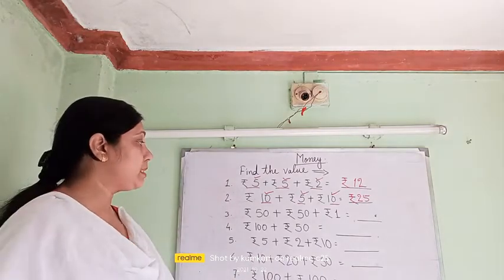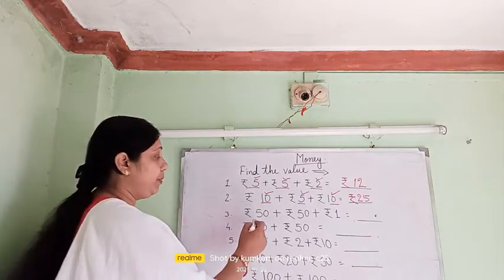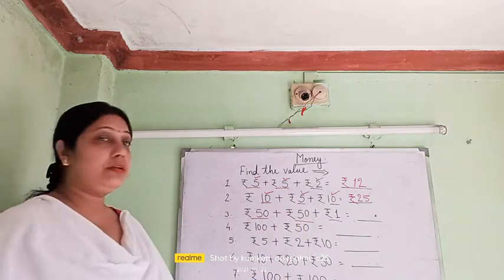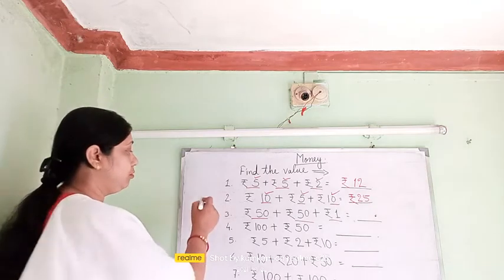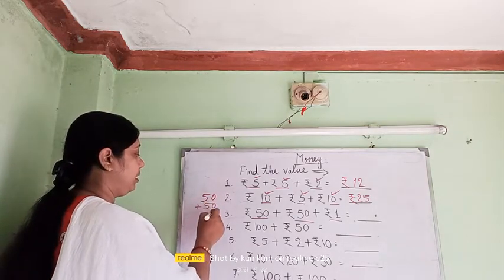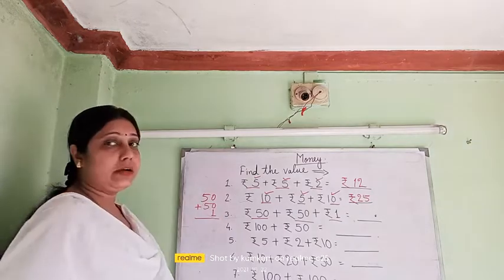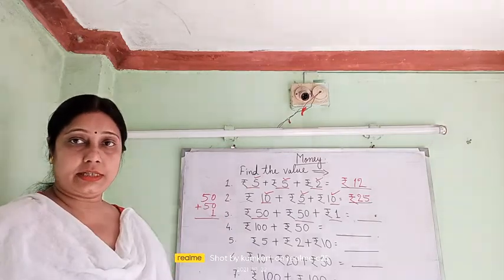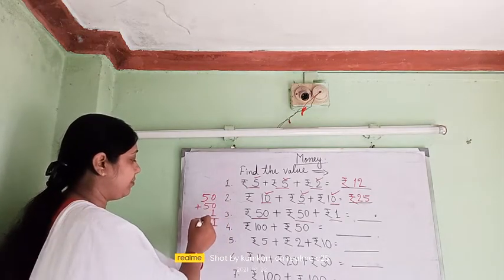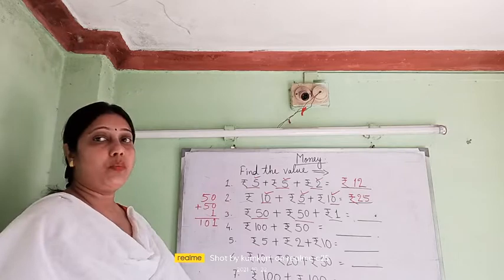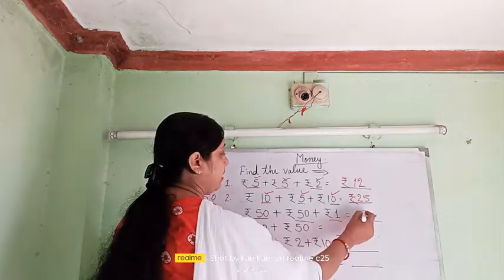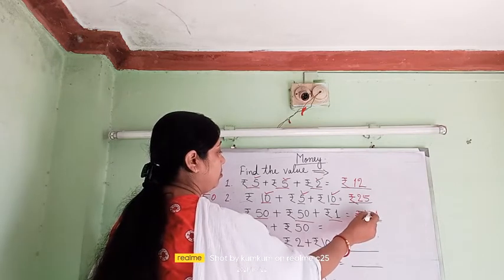Okay. Next one. See, 50 rupees plus 50 rupees plus 1 rupee. Now here are 2-digit numbers. So what you should do, you should write 50 plus 50 plus 1, according to the place value system. Now you can add it up. See, here is 5 and 5 plus 5, 10. So the answer is 101. So first put the rupee sign and then write down 101.